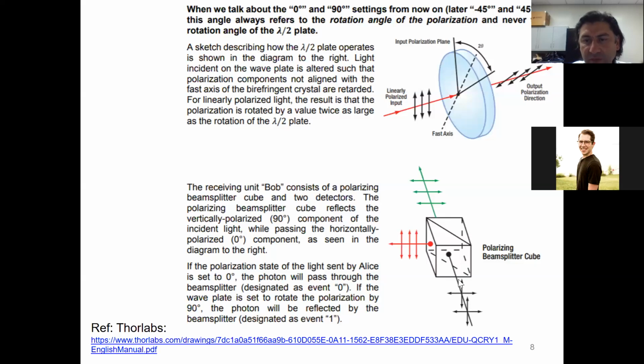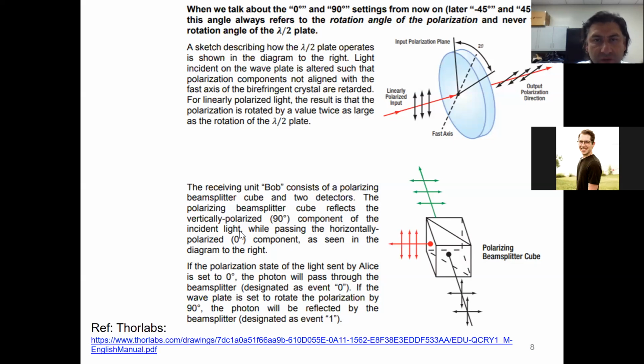The second one is going to be a beam splitter. Photons with horizontal and vertical polarizations reach the beam splitter. The polarizing beam splitter reflects the vertical polarization, so photons with vertical polarization, and lets the horizontal polarization transmit, or pass through the beam splitter. And you will see that in the experiment that I'm going to explain.